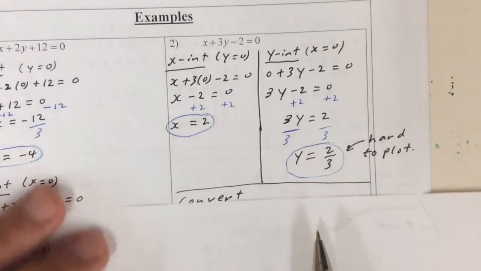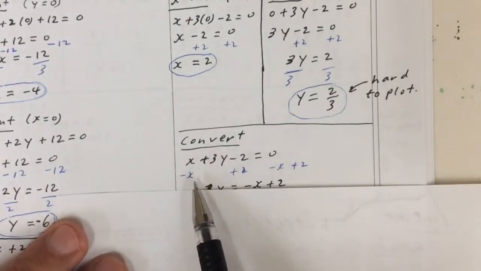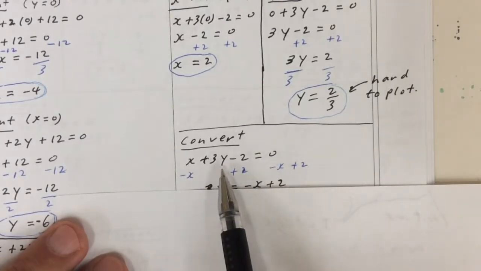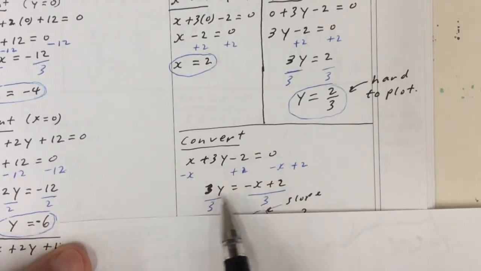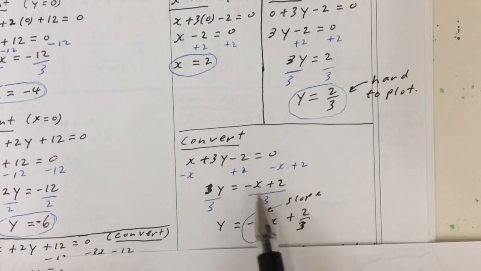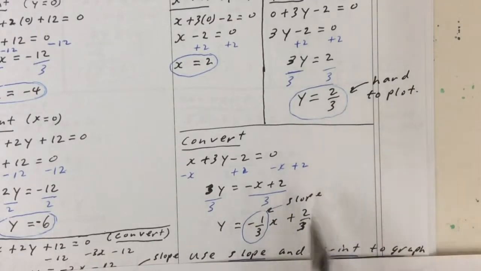So we're going to now convert it to slope-intercept form. Subtract x from both sides, add 2 to both sides so that we can isolate the y. We get 3y equals -x plus 2. Divide both sides by 3. So that -x is -1x. So it becomes negative 1/3 x plus 2/3. 2/3 is the y-intercept, that's correct.